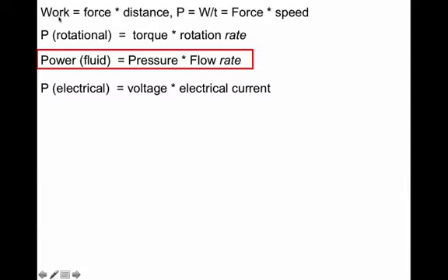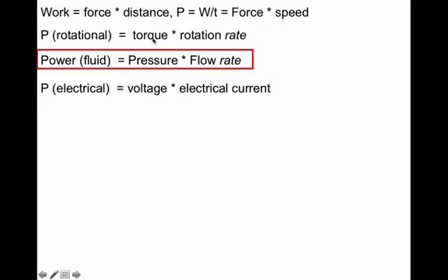So we remember from physics maybe that work is equal to force times distance. But power is the rate of work that you do, or work divided by time. And so this would be, instead of force times distance, force times speed. And so power can be thought of as a force term times a speed term. So for rotational power, it's going to be torque times rotation rate.